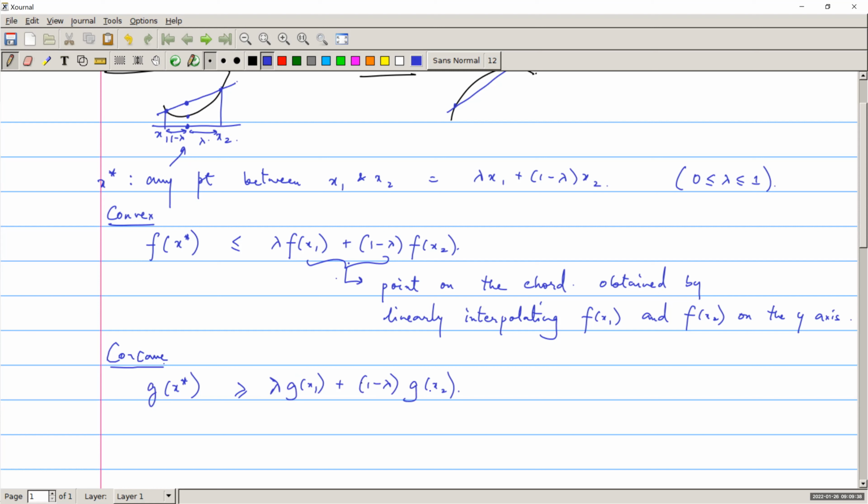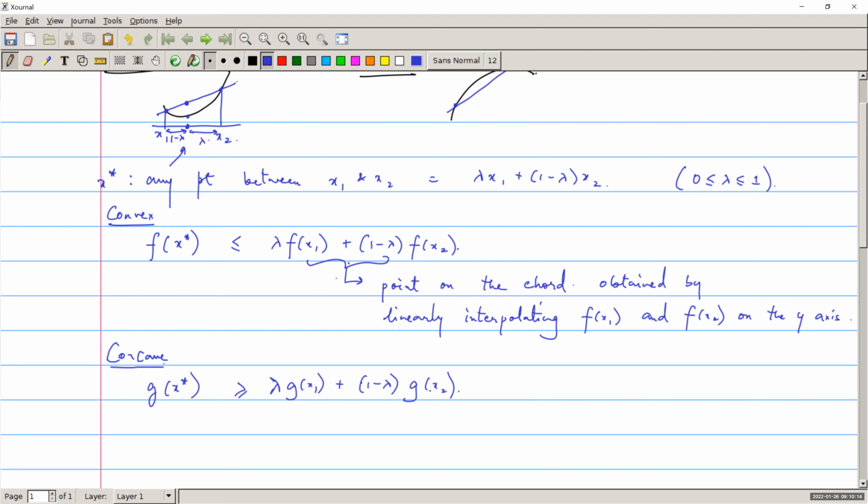If a function f is convex, minus f is concave, and if a function g is concave, minus g will be convex. When you change the sign of the function, this inequality gets reversed. If I multiply both sides of an inequality by a negative sign, I change the direction of the inequality. So if you have a convex function, the negative of that function is concave and vice versa.